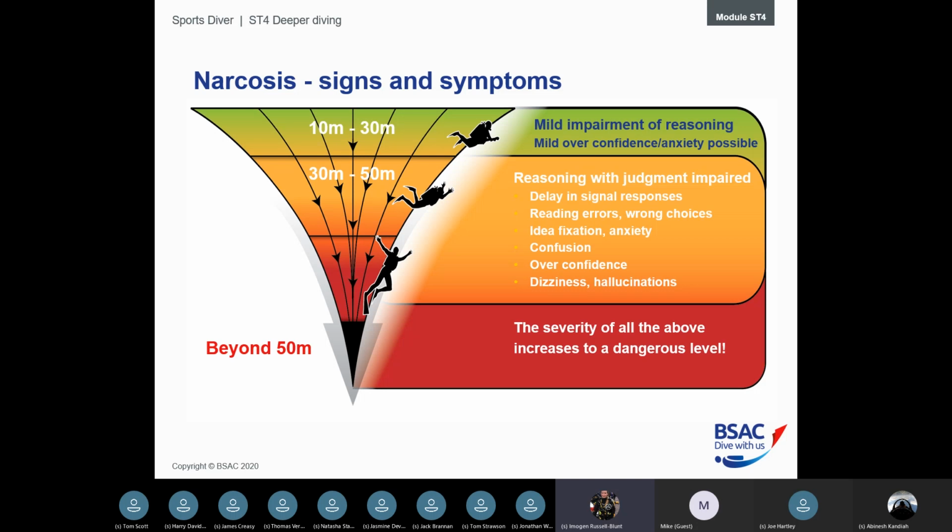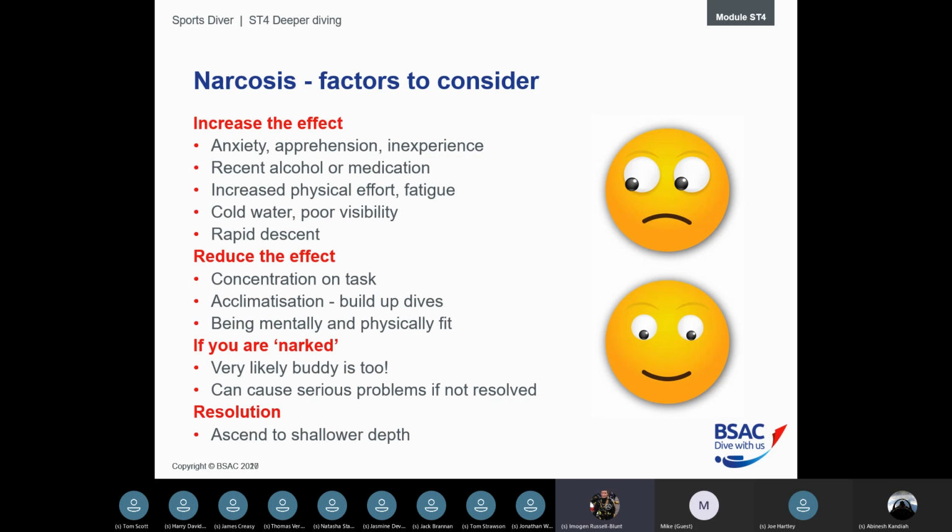it's really quite dangerous. Factors to consider for nitrogen narcosis, things that can increase the effect of it. So if you're going to get narked at 30 meters, these are things that can increase it. If you're scared anyway, and then you get nitrogen narcosis at 30 meters, then you might feel more scared, and it just makes it worse for you. If you've been drinking the night before, that can also increase the risk factors. Also, some sedatives or some antihistamines.